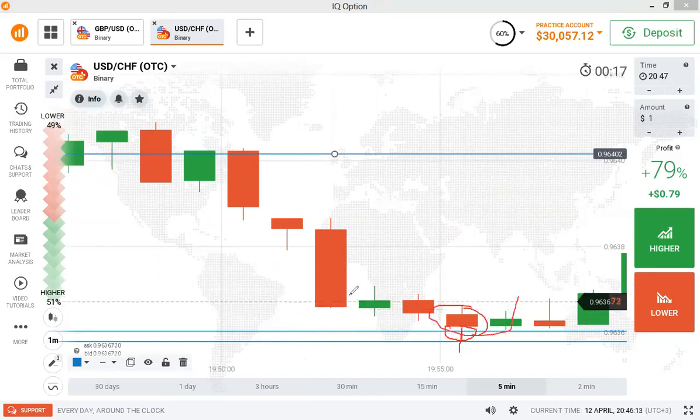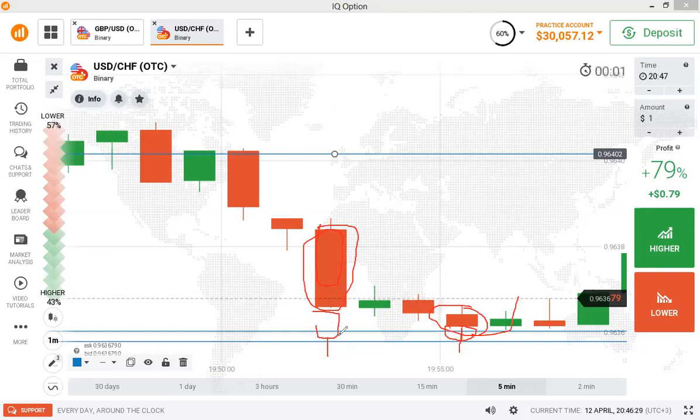Same thing, if you see a strong bearish candle like this that closes inside this area with a rejection. Maybe the rejection is below here. It is still a candle that closes inside this area. You still place call.